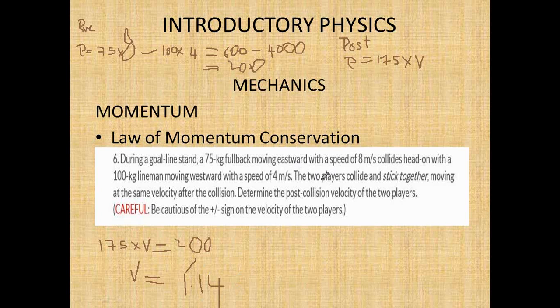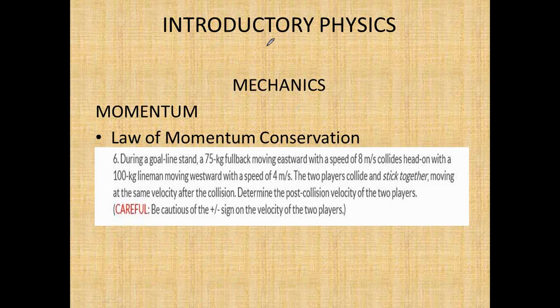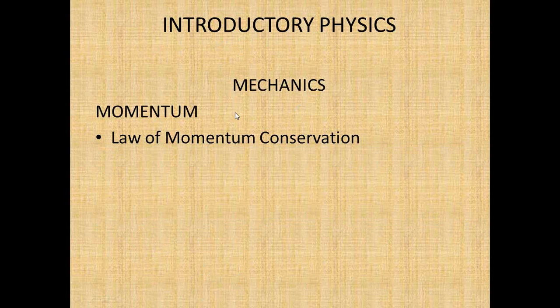All right. So again, the law of momentum conservation is straightforward. The pre-collision momentum is equal to the post-collision momentum, and you can use this fact to calculate post-collision mass and velocity. So we're going to stop here.